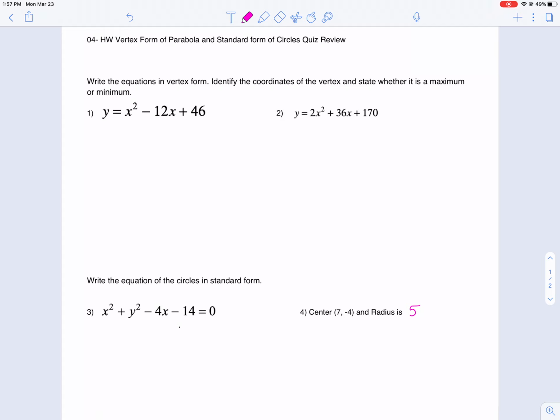We're going to just do a little practice sheet on vertex of a parabola and standard form of a circle. There's only 4 questions. I'm going to do numbers 1 and 3, and then you are going to finish up with numbers 2 and 4 on your own.